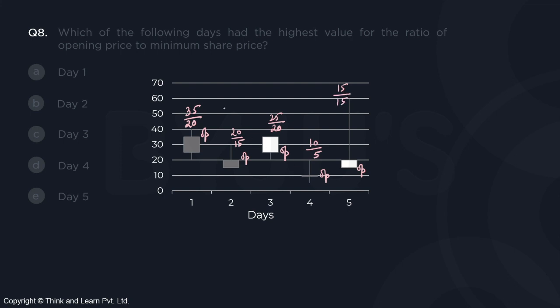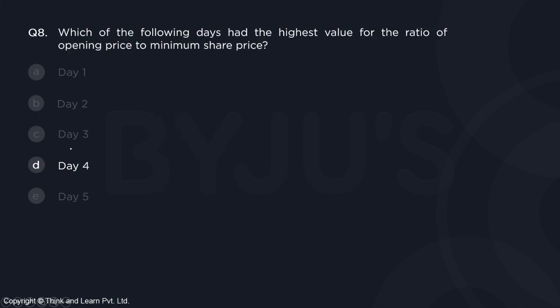Which one of them is highest now? 35 by 20 is 1.75. This is 1.33. This is 1.25. This is 2 and this is 1. So the highest is 2. That is on day 4. So day 4, that is option D, would be the right answer for question number 8.